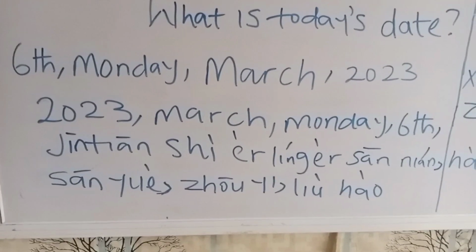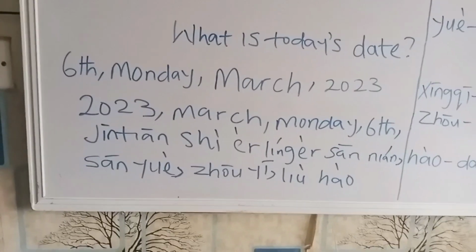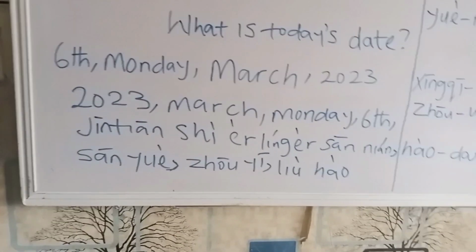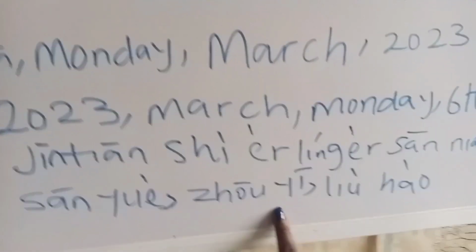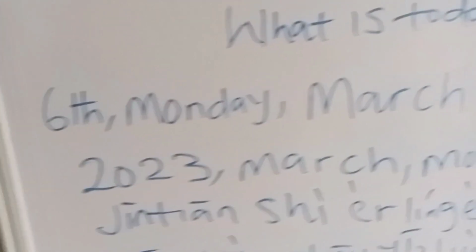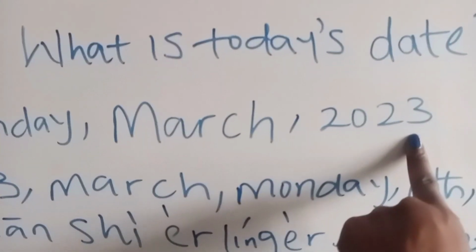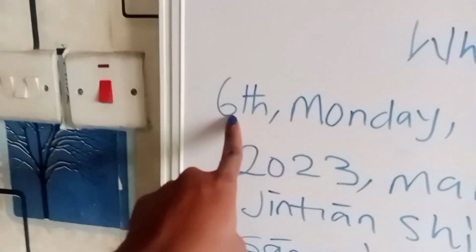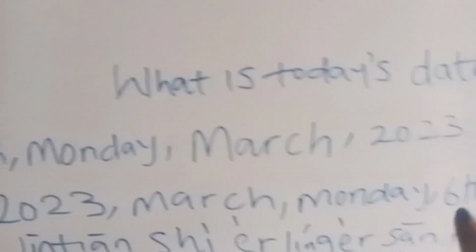This is how you're going to say the dates. 今天是2023年3月周一6号. So I am sure you now understand this. What did I explain here? That when you're saying the date in Chinese, you start from the biggest one to the smallest one. Unlike in English, where you start from the smallest one to the biggest one.